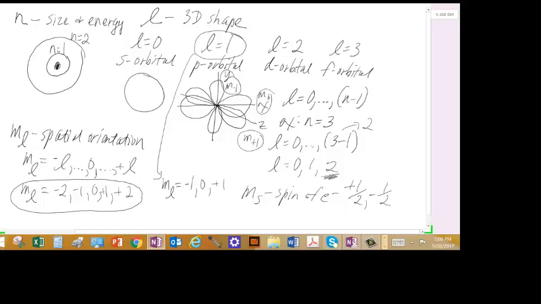So let's look at the p orbital again. And let's say it's a p orbital with an energy level of 2. In that case, n equals 2 and L equals 0 or 1. In this case, L would have to equal 1 because it's a p orbital. And the possible values of M sub L we already looked at would be -1, 0, and 1.